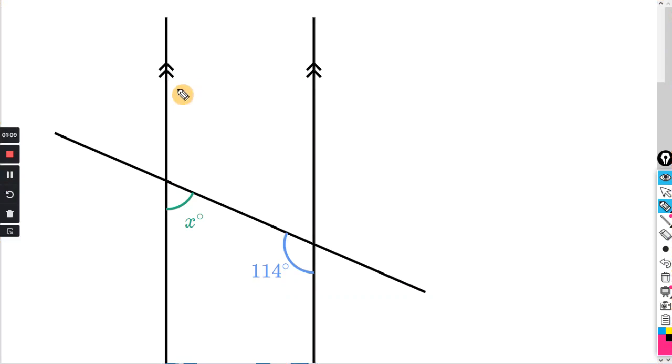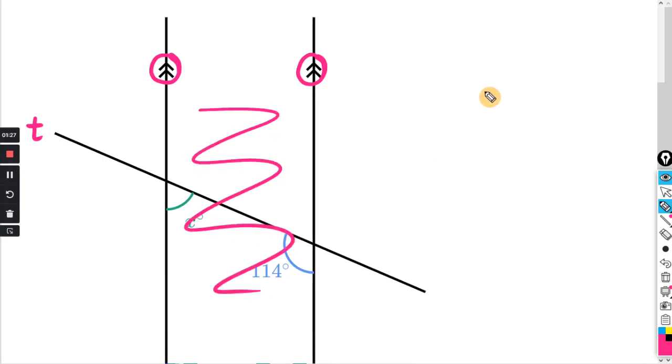Here we have our two parallel lines. These arrows indicate that they are parallel. And the line cutting those two parallel lines is your transversal. I will label that T. In between the two parallel lines is considered the interior.